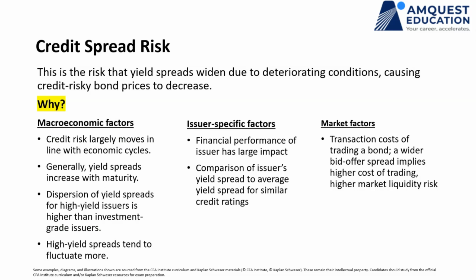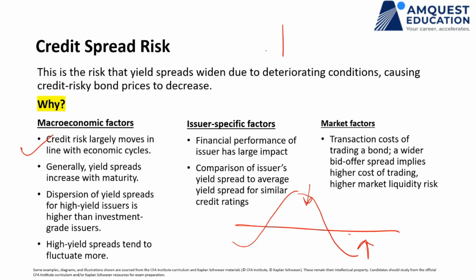Now, what type of risks along with credit risk are we trying to assess when we are doing this analysis? Please remember, the risk that we are trying to assess is also dependent on several other factors like macroeconomic factors. Now, what are these macroeconomic factors? Credit risk largely moves in line with economic cycles. As I said, if it is an expansionary cycle, the risk is less. If it is a recession, the risk is more. So this is correct.